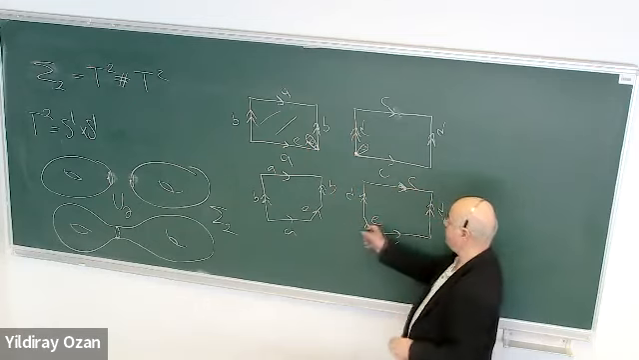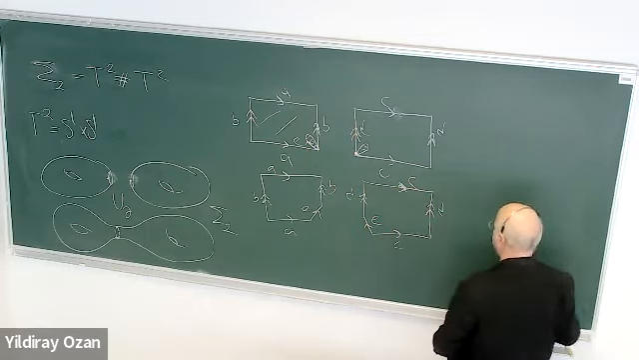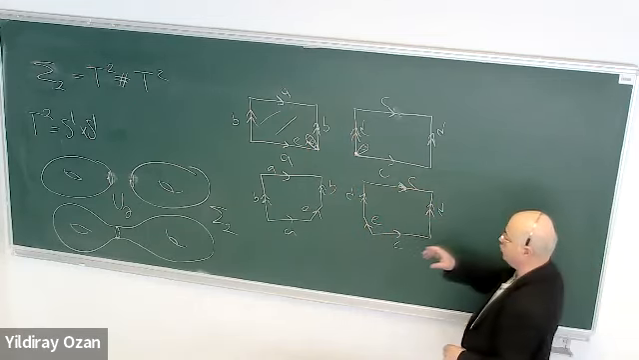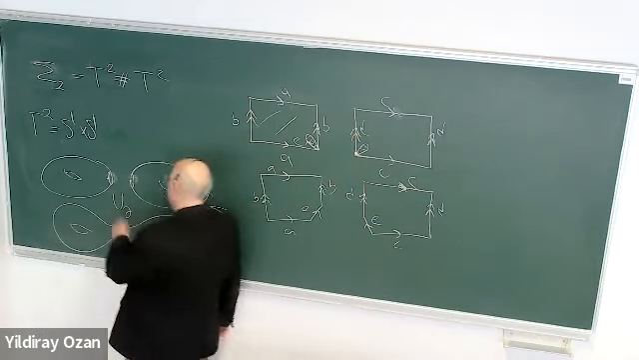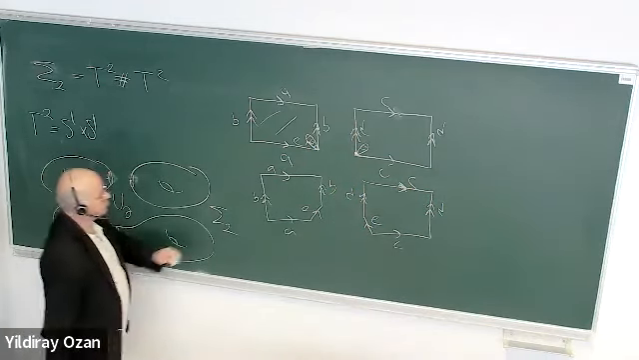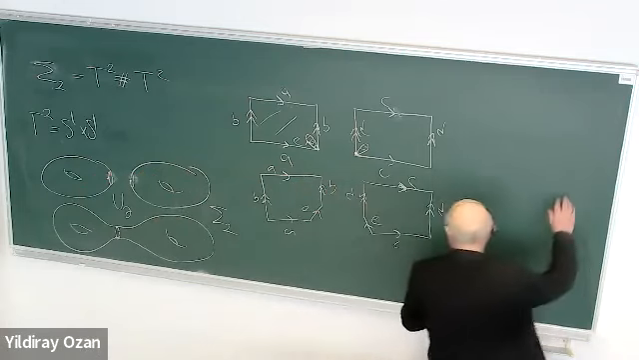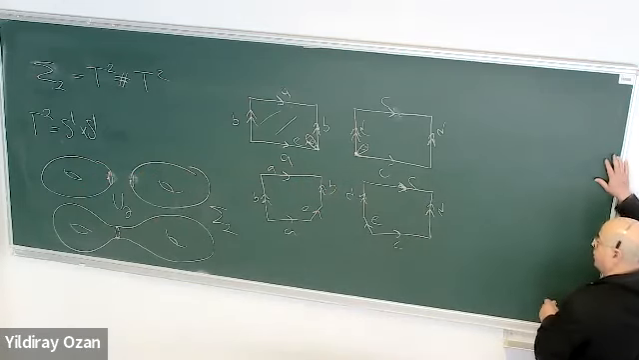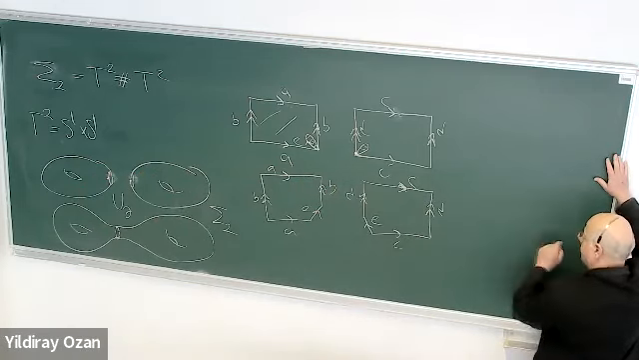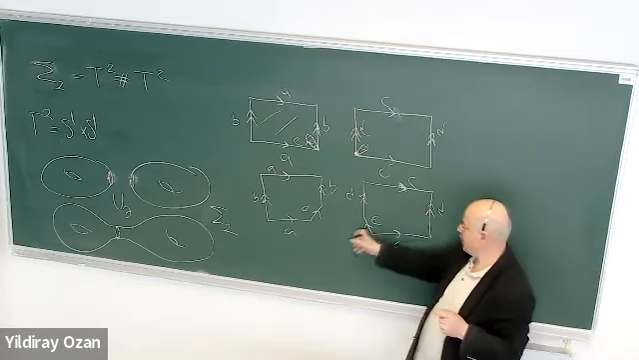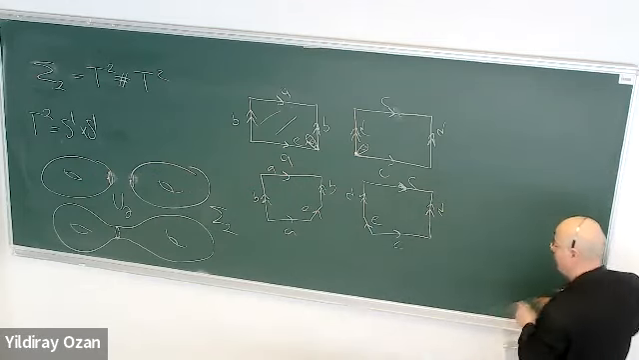Bu ikisini de yapıştıracağım. Bu ikisini yapıştırırsak ne elde ederiz? I just glue these circles. So let's do that. So when you do that, you will get something like this. This edge is identified with this one.